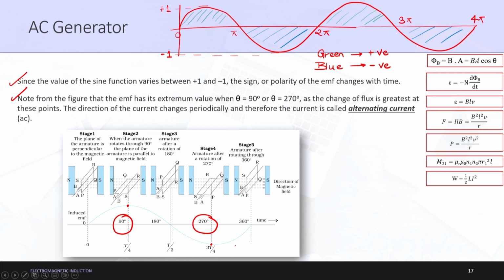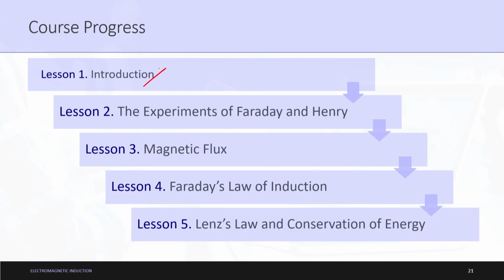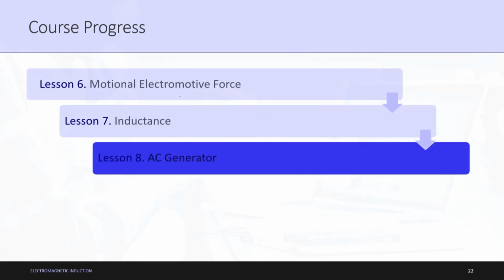I will conclude this lecture here. In the next lecture I will tell you the applications of AC generators, followed by some problems, and that will be the end of electromagnetic induction. Right now we have done lesson 1, lesson 2, lesson 3, lesson 4 and lesson 5. Lesson 6, inductance, is also done. We are now moving on in AC generators, half of AC generators is done, and a little bit is left which we will conclude in the next lecture.